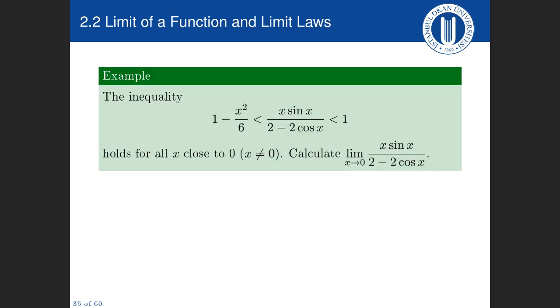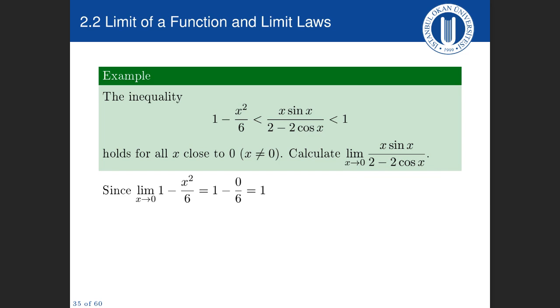We can use that for things like this. We're told that this inequality holds, or is true, for all x close to zero. And then we're asked to calculate the limit as x tends to 0 of x sine x divided by 2 minus 2 cos x. Now, this one we're asked to calculate is quite a complicated formula. But because of the inequality, we don't need to do that. We have an easy function on the right, and we have an easy function on the left.